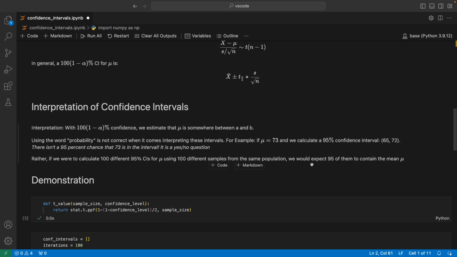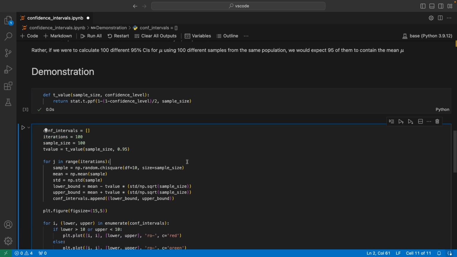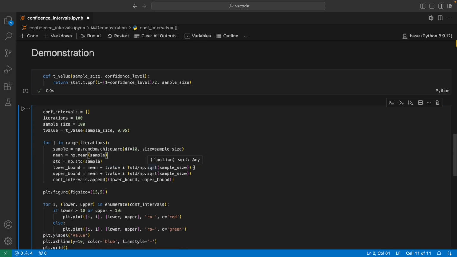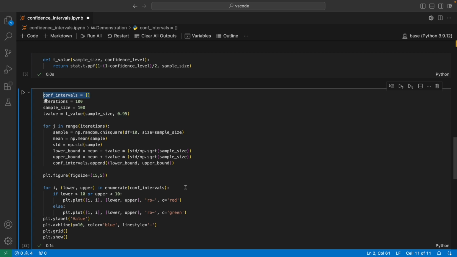And we're actually going to go ahead and demonstrate this. So we're going to iterate 100 times. Each time we are going to take a sample from a chi-squared distribution. Mu in this case, we are going to set it equal to 10. And we're going to calculate the lower bound of the confidence interval, the upper bound, and then we will append that confidence interval to our confidence intervals list. And then we're going to go ahead and plot the result. So if our interval does not contain 10, we're going to color it red. If it does contain 10, we'll color it green.